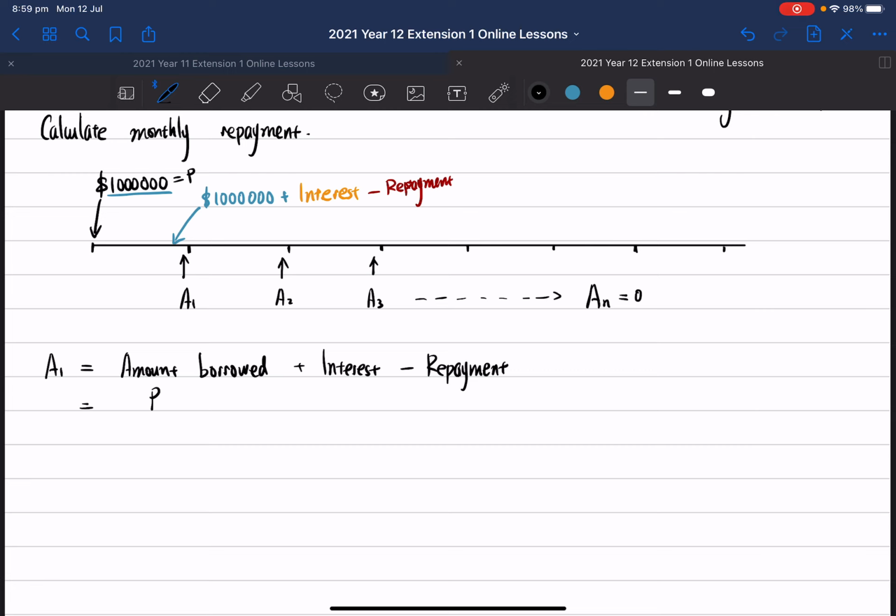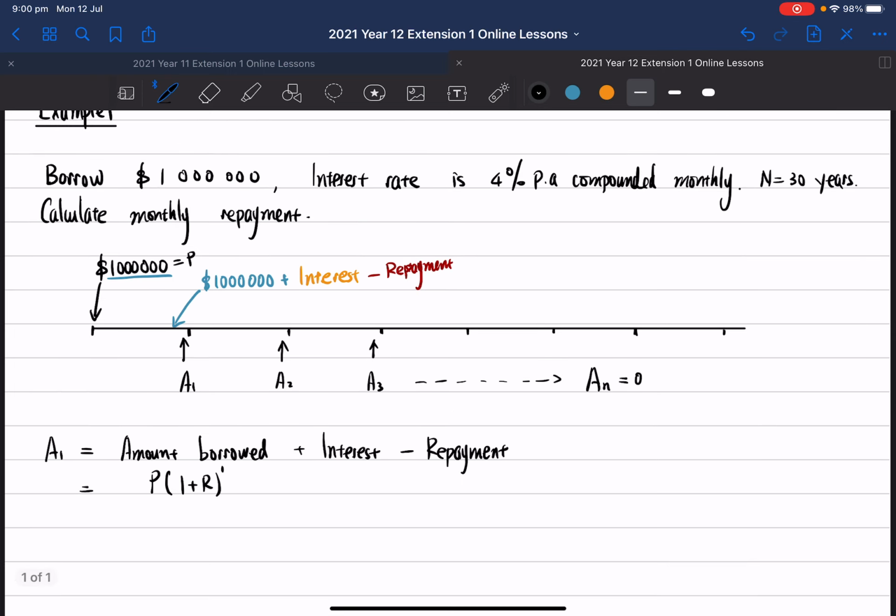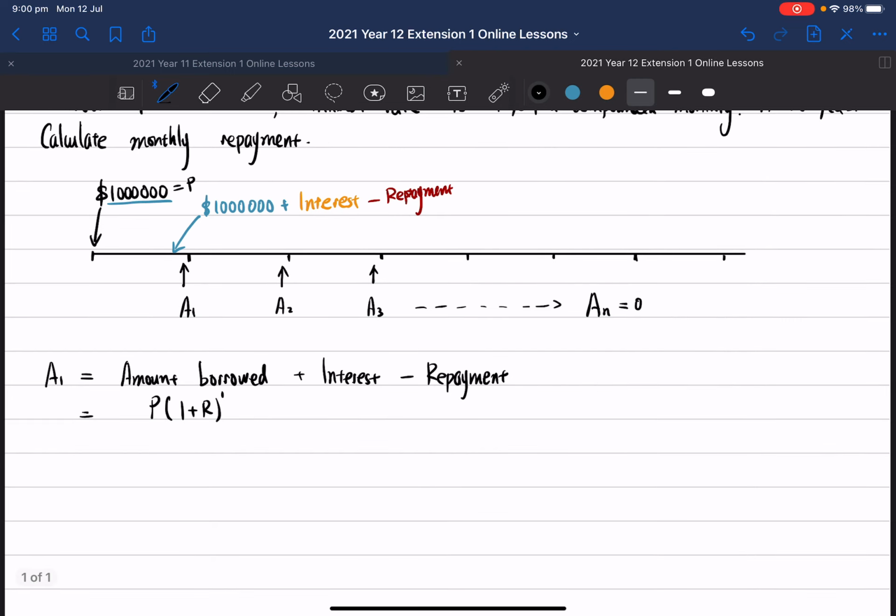So it's going to be a compound interest question. So P times bracket 1 plus R, that's the interest rate, to the power of 1. It's 1 period, 1 month, and remember the R in this case is compounded monthly, so it will be a monthly interest. Eventually later we're going to change that interest rate from 4% to the monthly interest. So we're going to deal with this one a bit later. All right, what I'm doing right now is just deriving a formula.